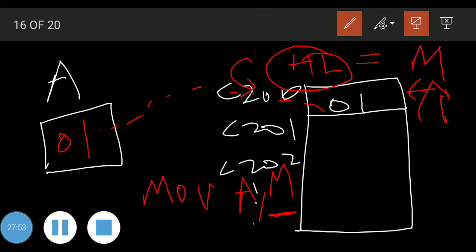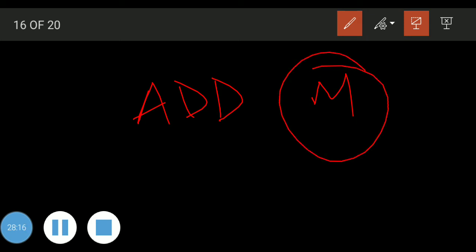Another example I am giving, like MOV C, M. This is also register indirect addressing mode. Another example, if I write ADD M, this is also a register indirect addressing mode, because here the letter M is specified, which is giving indirect specification for the HL pair. This register indirect addressing mode is understood by all.